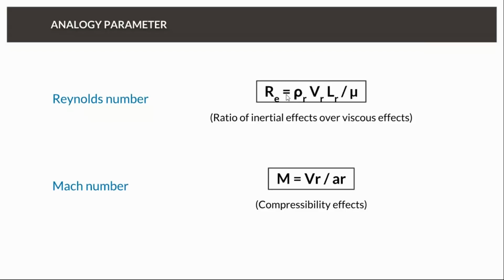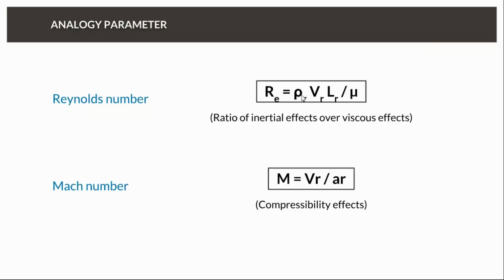How is the Reynolds number defined? It is the ratio of the reference density multiplied by the reference speed and by a reference length, divided by the viscosity of the fluid. So what does it mean? The faster we go, so the bigger the speed is, the higher the Reynolds number, so the more important are the inertial effects.